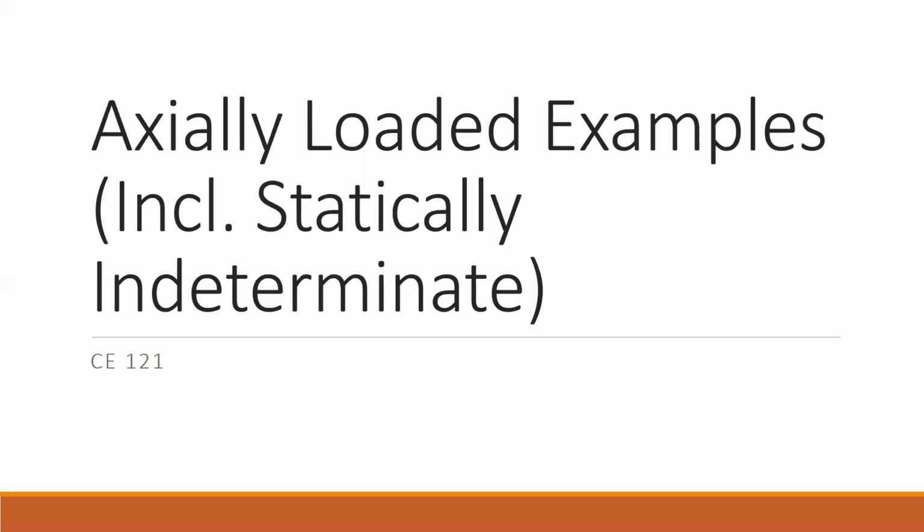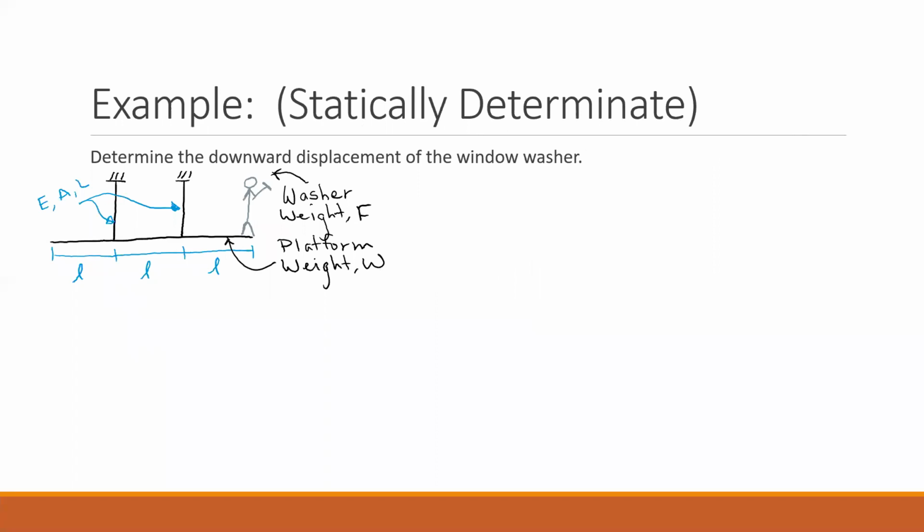So today we're going to go over a number of examples related to axial load, both determinate and indeterminate. We're going to start with this one where we have a window washer standing out at the edge of the platform. And our question is, what is the amount of deflection that we're going to see at the location of this individual? Downward deflection.